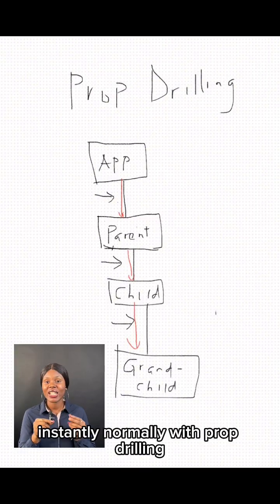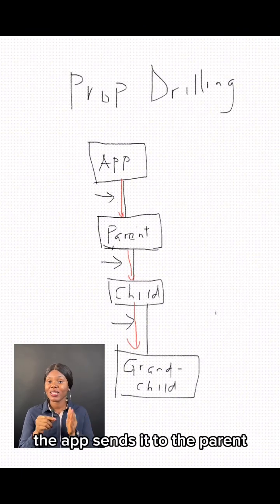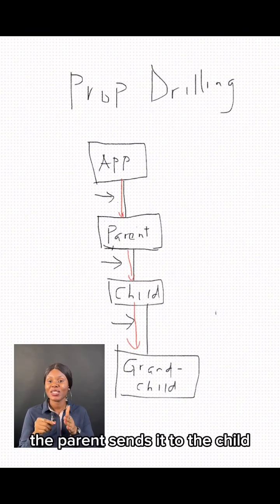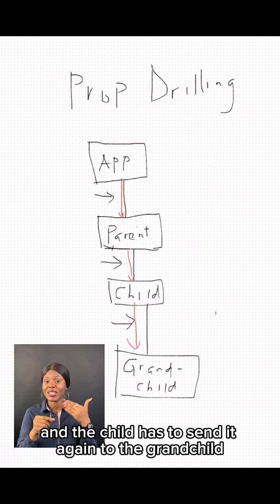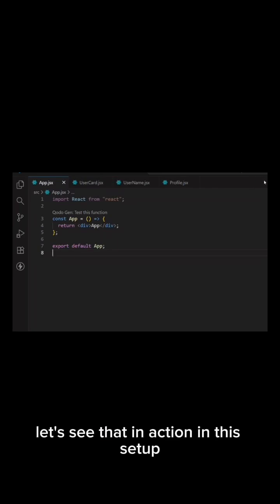Normally, with prop drilling, data has to move step by step. The app sends it to the parent, the parent sends it to the child, and the child has to send it again to the grandchild, even if it's just the grandchild that needs this data. Let's see that in action.